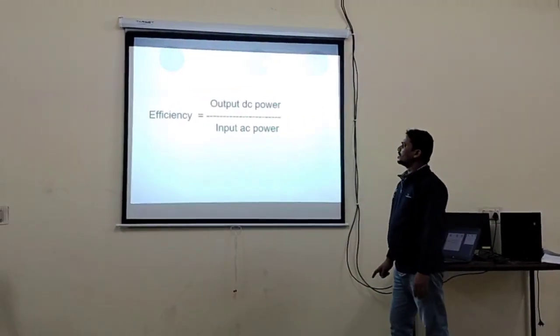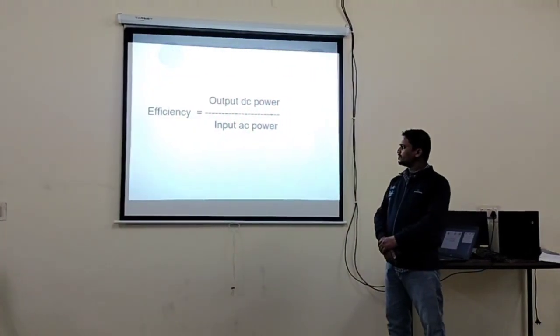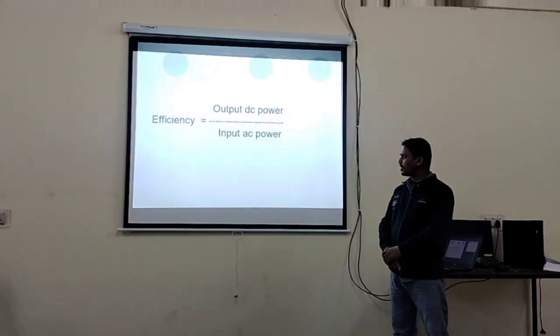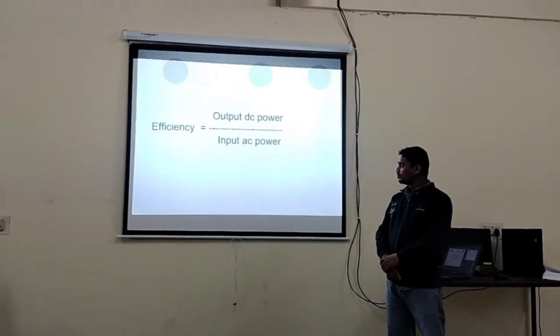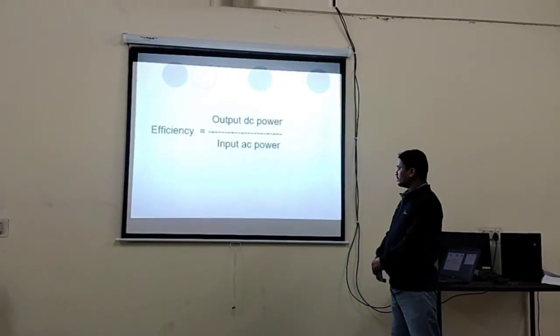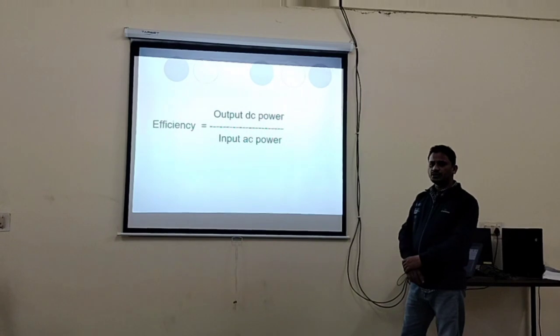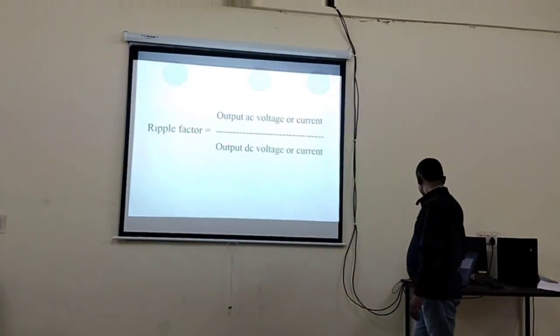Next is the efficiency of a rectifier circuit. What is efficiency? The efficiency is the ratio of output DC power to the input AC power. The percentage of efficiency is the output DC power divided by input AC power into 100, that is called percentage of efficiency of the rectifier circuit.